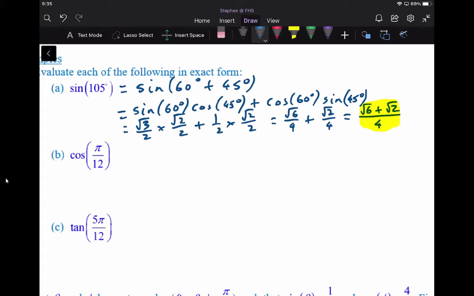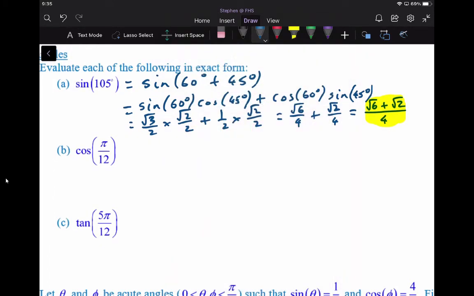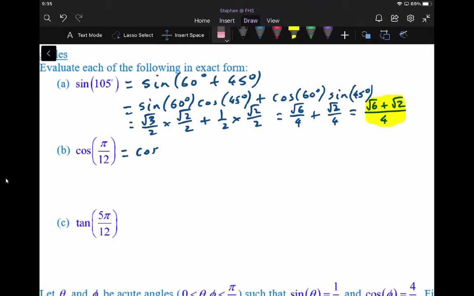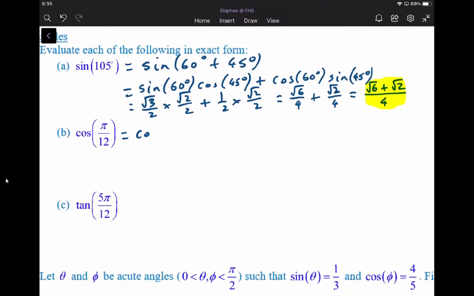Next one is cos of pi on 12. Now this one might be a bit tricky to see what the addition or subtraction is. So I'll tell you right now that pi on 12 is just pi on 3 minus pi on 4. Okay, and you can of course verify that if you so prefer. So this one is cos of pi on 3 minus pi on 4, there we go.